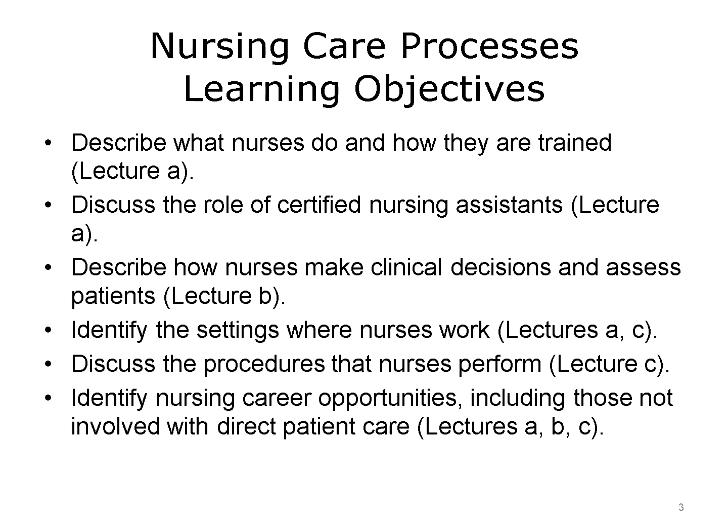By the end of this unit, Nursing Care Processes, students will be able to describe what nurses do and how they are trained, discuss the role of certified nursing assistants, describe how nurses make clinical decisions and assess patients, identify the settings where nurses work, discuss the procedures that nurses perform, and identify nursing career opportunities, including those not involved with direct patient care.